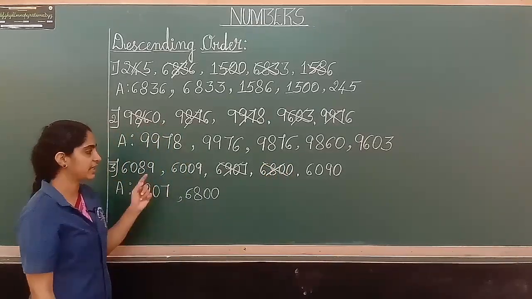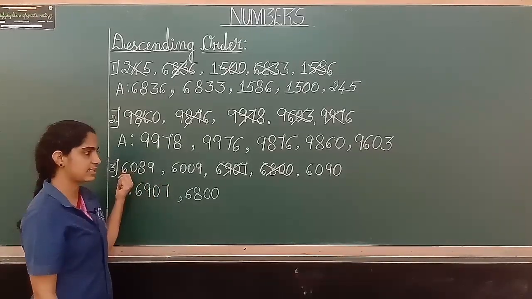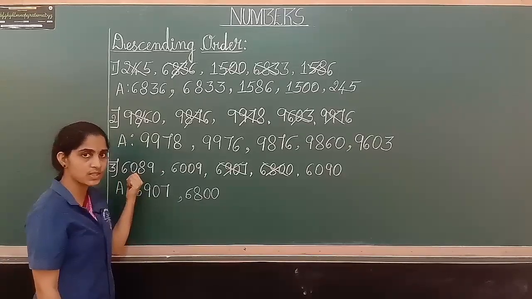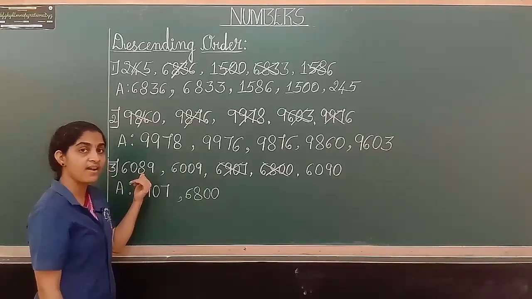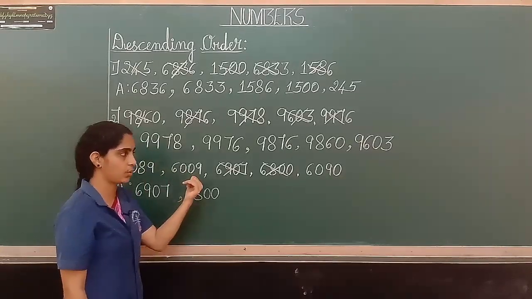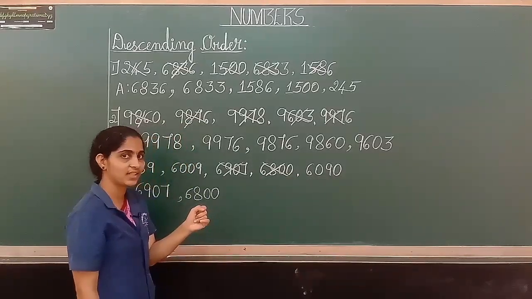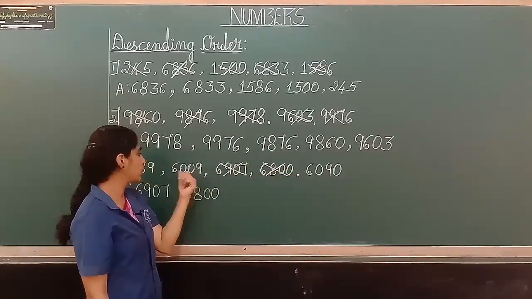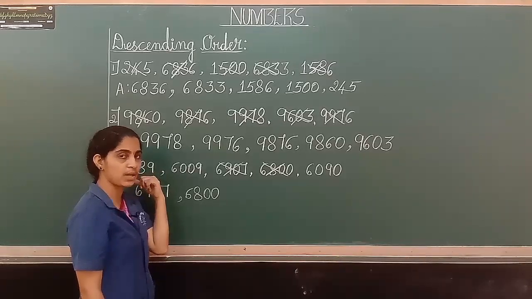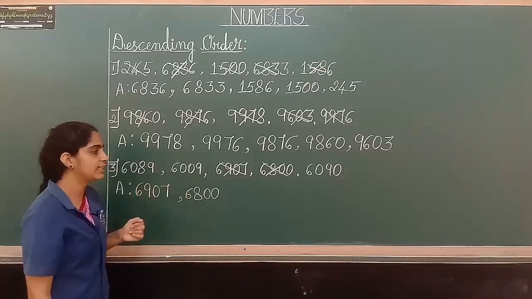Now let us compare the remaining three numbers. In these numbers, we have first digit same and second digits also same, correct? So what we have to do? We have to compare the third digits. So here we have 8, here 0, again here we have 9. So which is greater? Very good. 9 is greater compared to 0 and 8. That means which number we have to write next? 6090 we have to write next.